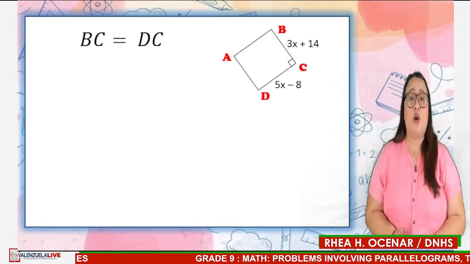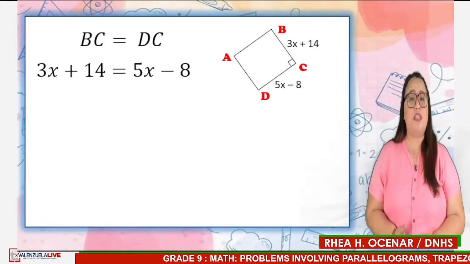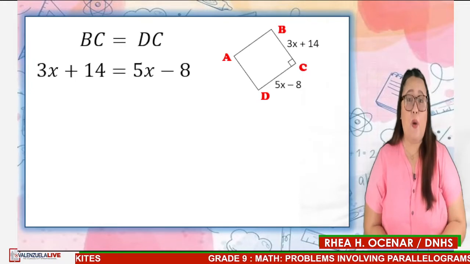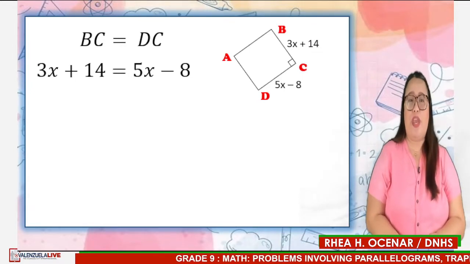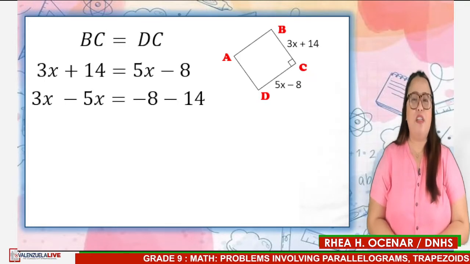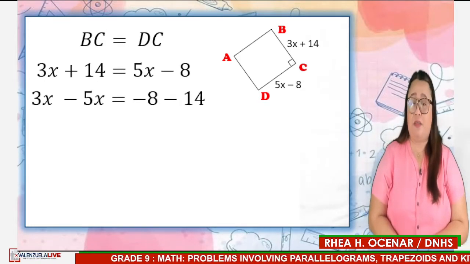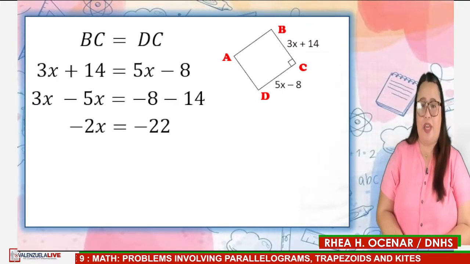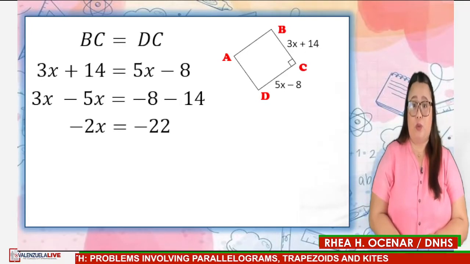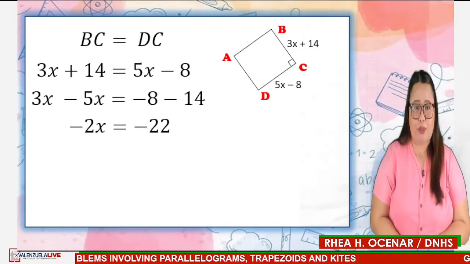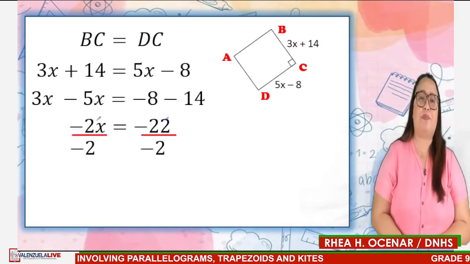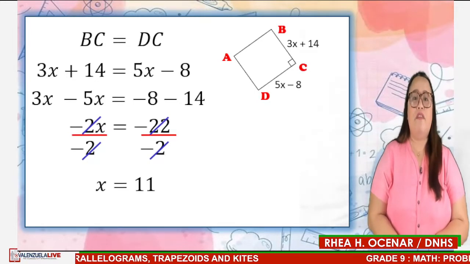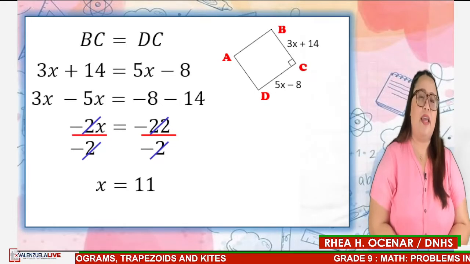By substitution, we have now 3x plus 14 is equal to 5x minus 8. By SPE or subtraction property of equality, we have now 3x minus 5x is equal to negative 8 minus 14. Simplifying, we have negative 2x is equal to negative 22. By DPE or division property of equality, we have x is equal to 11. Therefore, the value of x for problem number 1 is 11.